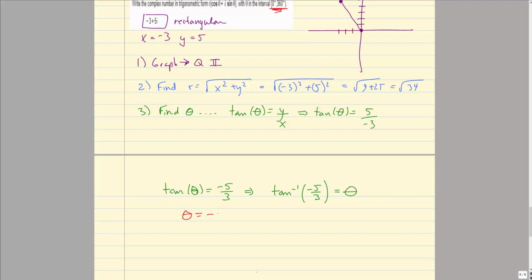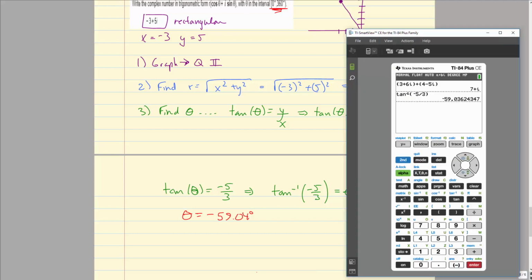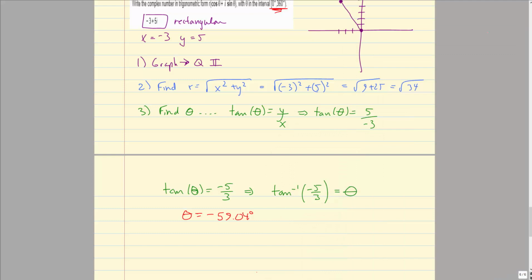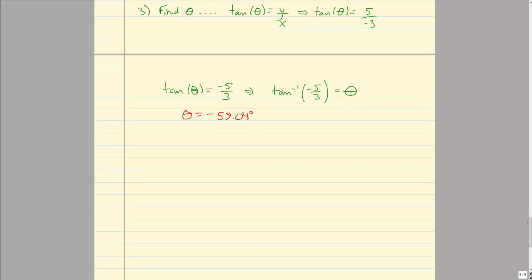Now this is a bit of a problem because this is putting me in quadrant 4. -59.04 degrees is in quadrant 4. Well, remember the restrictions for your trig functions. Inverse tangent was restricted from negative to positive pi over 2, so fourth to first quadrant. So let's think about what we're going to have to do here. I'm supposed to find 0 to 360. Tangent is negative right up here in quadrant 2. So we're going to have to use this information to help me flip up into quadrant 2 and find the appropriate angle.